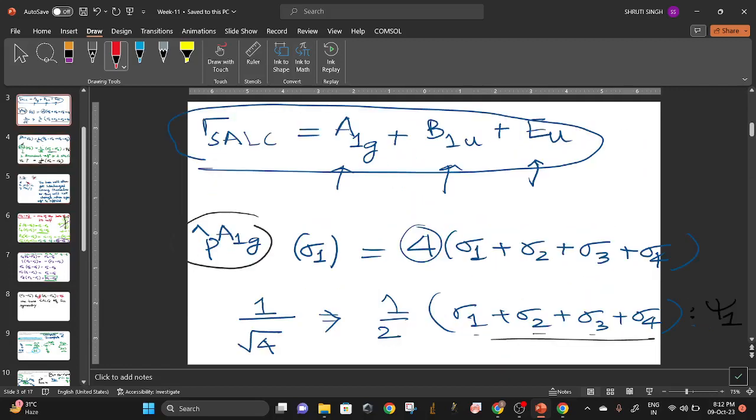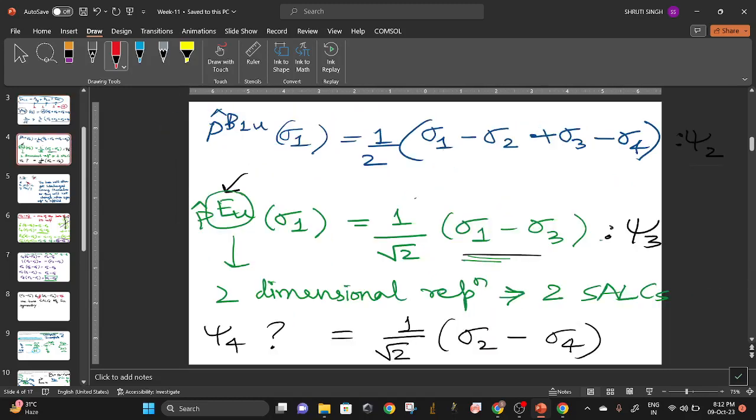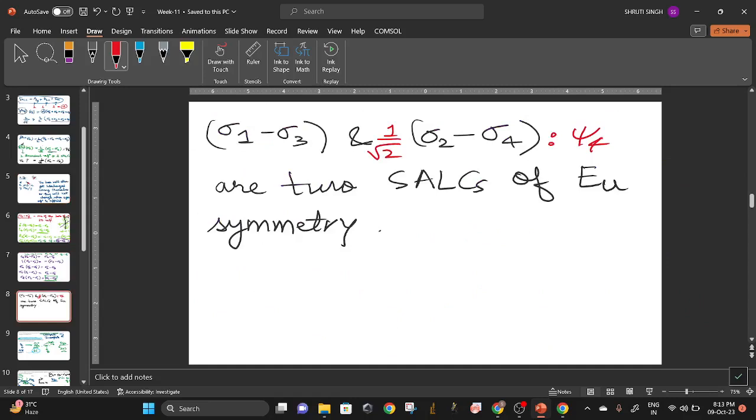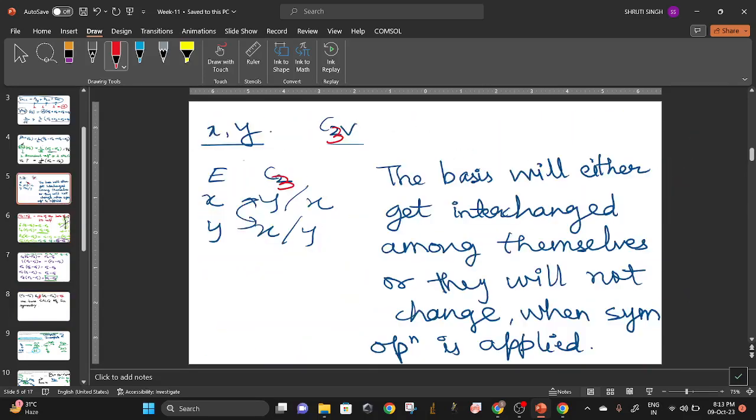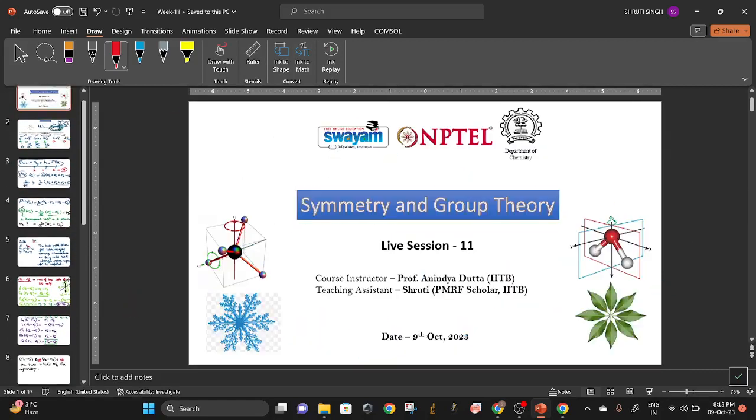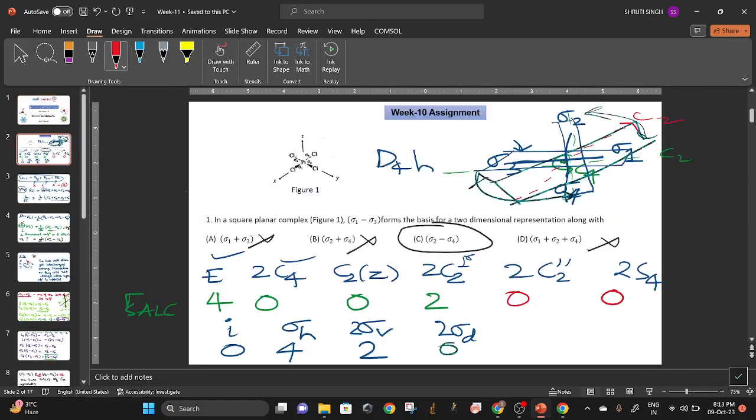So here you see, the SALC was A1G, which is one dimensional, B1U, which is one dimensional, and E, which is two dimensional. So we should have got 4 SALCs. So we got 4 SALCs now, psi 1, psi 2, psi 3, and psi 4. So finally these are the 4 SALCs. So this was the first and last question.